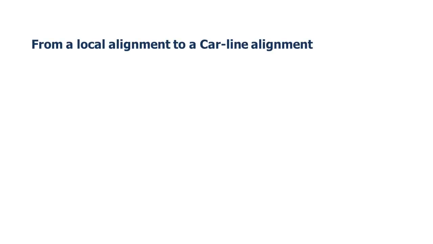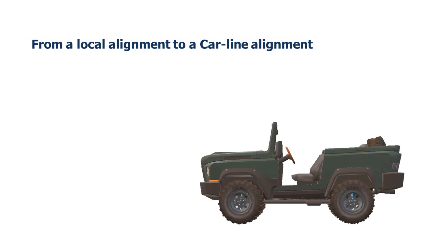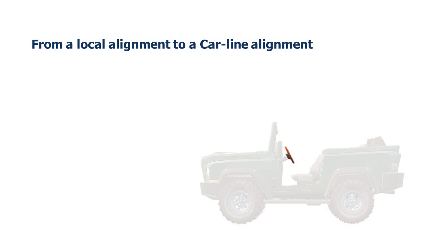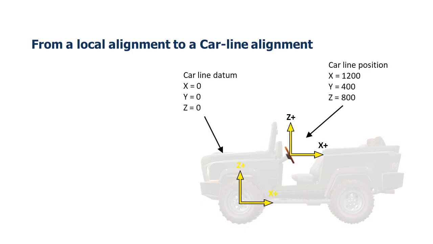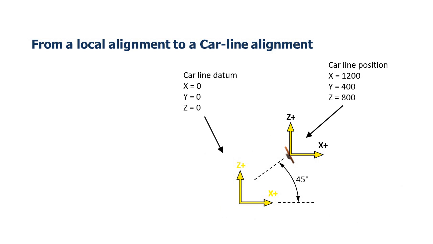From a local alignment to a car line alignment. Let's look at the steering wheel. In the image currently displayed, the centre of the steering wheel is positioned at x equals 1200, y equals 400, and z equals 800, and at an angle of 45 degrees relative to the car's datum. To measure the steering wheel individually in a car line alignment, this position would need to be replicated, assuming this is the datum specified on the drawing.